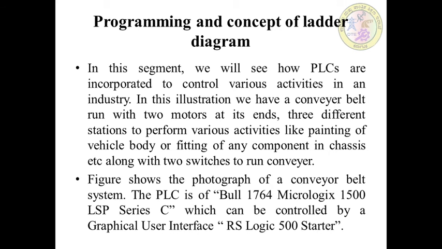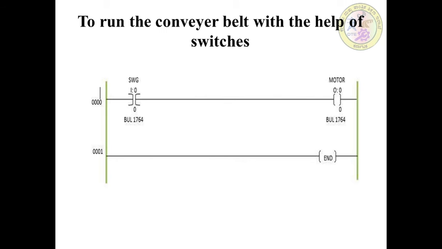The PLC is of the Allen-Bradley 1764 MicroLogix 1500 LSP Series C, which can be controlled by a graphical user interface, RSLogix 500 starter. And this is the conveyor belt, to run the belt with the help of the switch, that is SW, motor, and end.